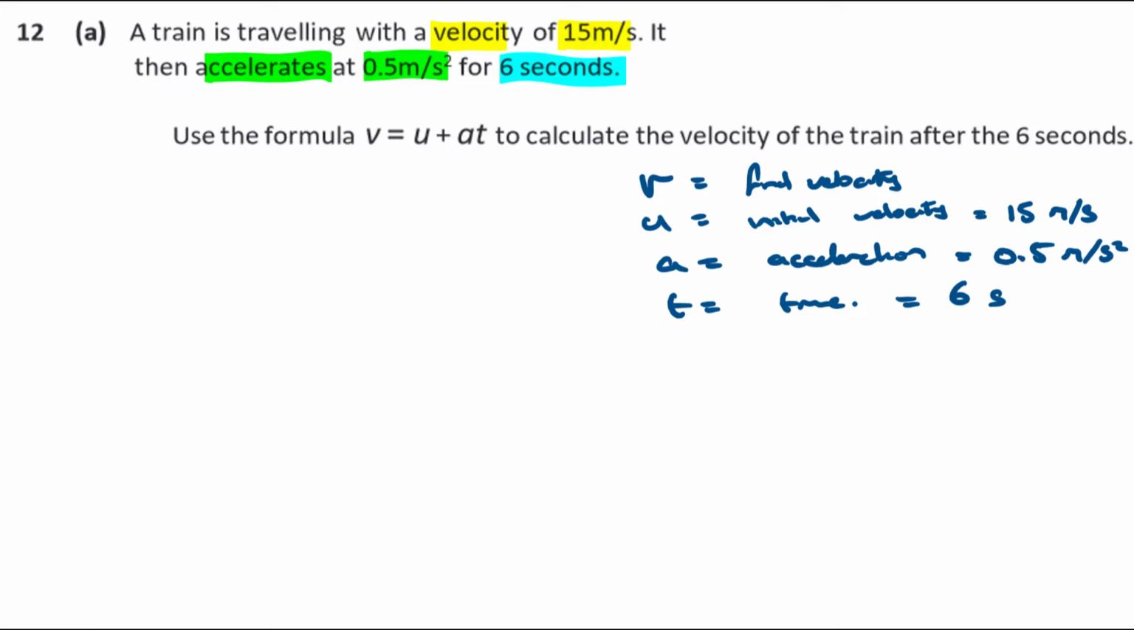Okay, so now I know what's what, I can shove it into the formula. So v equals u plus at. Well, u is 15, a is 0.5, and t is 6. So I got 15 plus 0.5 times 6. Well, 0.5 times 6, half of 6 is 3. 3 plus 15, that is 18. And it's going to be measured in the same units as initial velocity, meters per second.